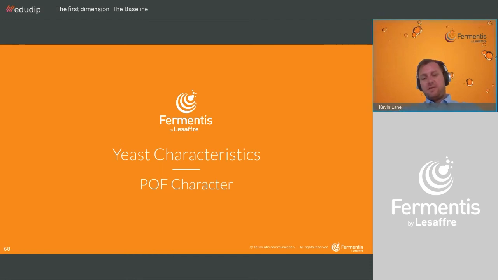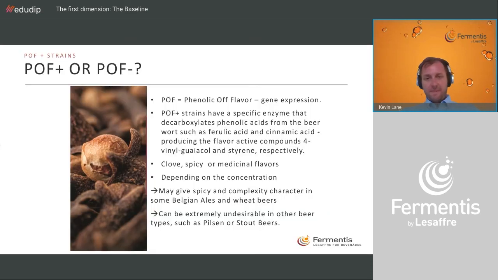Then I think this is the last topic we're going to talk about in terms of yeast characteristics, which is the POF character. So POF: phenolic character, phenolic off flavor. I personally don't like that it's called phenolic off flavor, because I appreciate that flavor in beer. It's a gene expression. So yeast are categorized into POF positive or POF negative, meaning phenolic off flavor positive or phenolic off flavor negative.